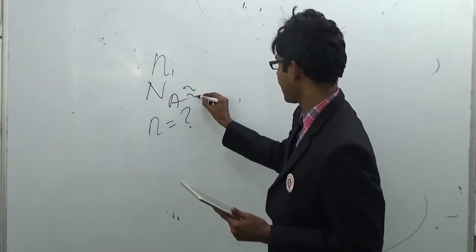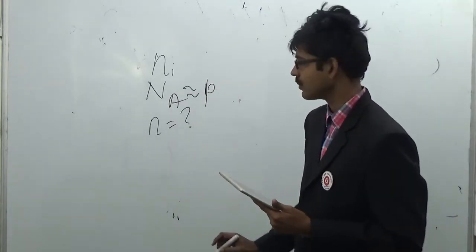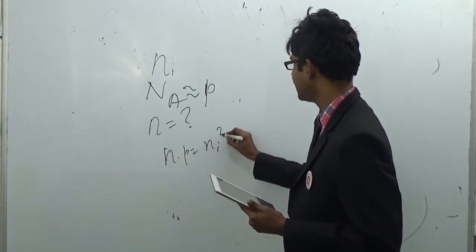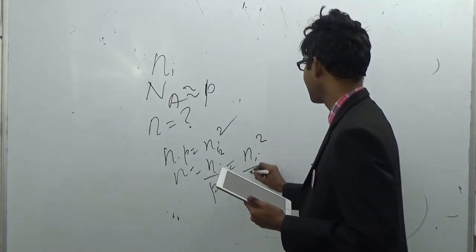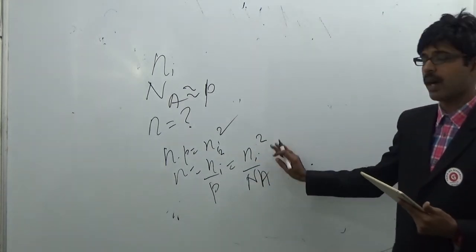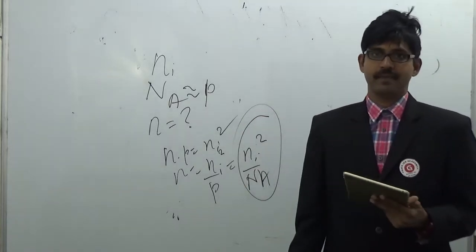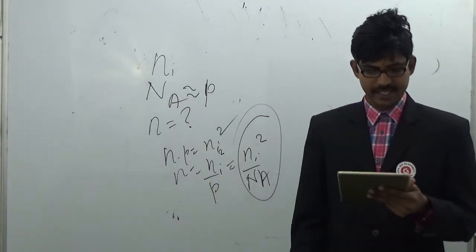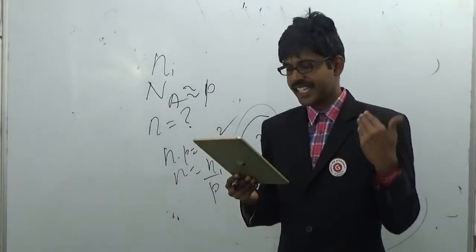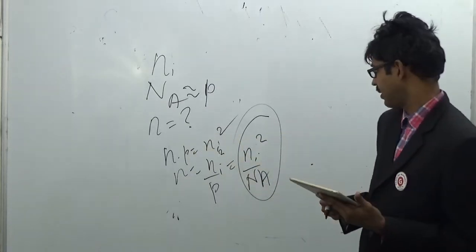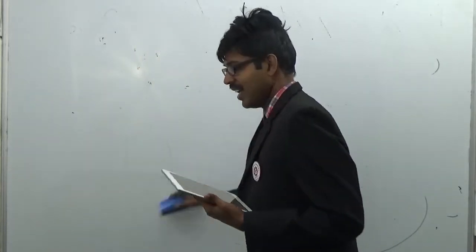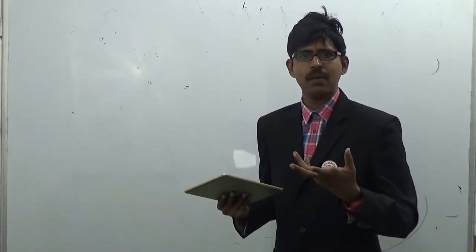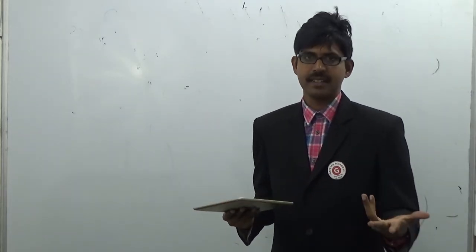Now, P can be approximately equal to Na, and N times P is Ni square, so N is going to be equal to Ni square by P, which is Ni square by Na. So Ni square by Na is the right option, which is the electron concentration of the semiconductor. So option D is the right option, Ni square divided by Na. So it's very interesting, and if only you know the fundamental formulas, it's so easy to calculate the results.